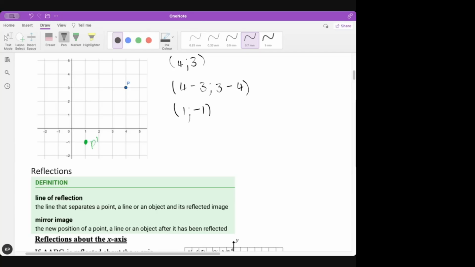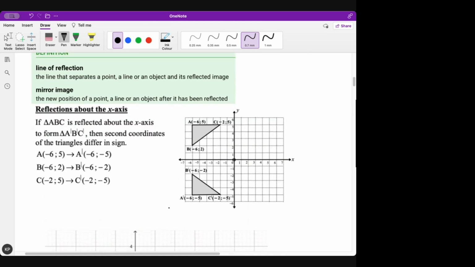Which means, where am I reflecting these points or shapes? This is the line that separates a point, a line, or an object and its image. So it's basically your mirror in this case. It's like the mirror: where are we reflecting this? And that is the mirror. And then, of course, the mirror image is the new position of the point or the line or the object after you reflect it.